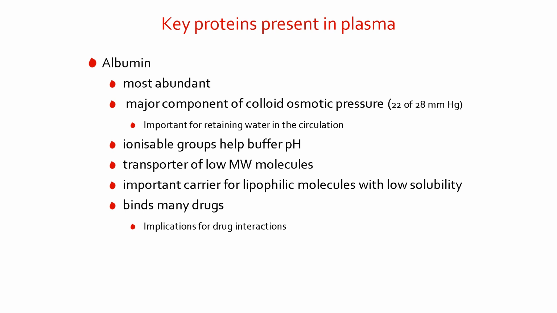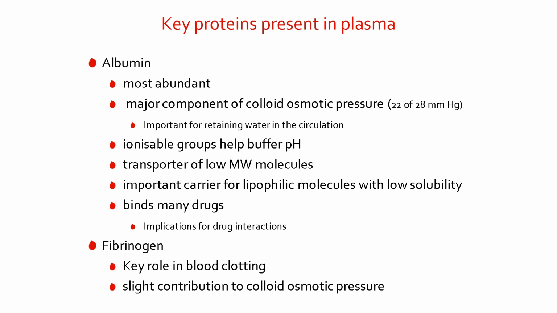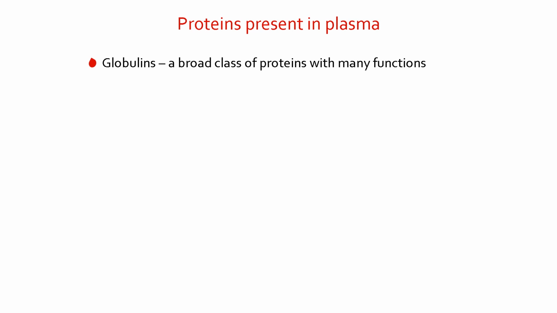Another important protein is fibrinogen, which plays a key role in the clotting of blood. As with all proteins in plasma, it contributes to colloid osmotic pressure, but its contribution is relatively small. Another major group of proteins is the globulins. They are a broad class of proteins that serve many functions. These include transport, enzymatic activity, hormones, and immune functions.